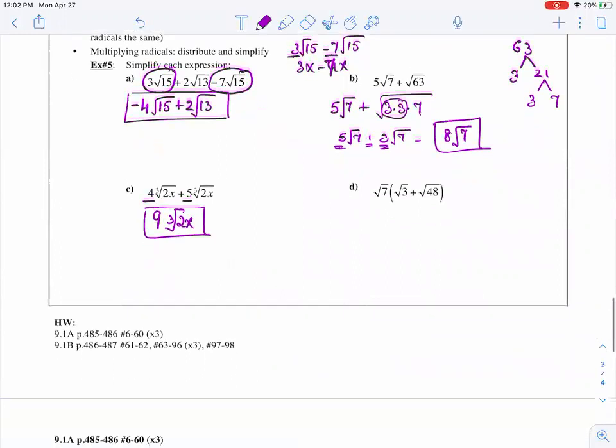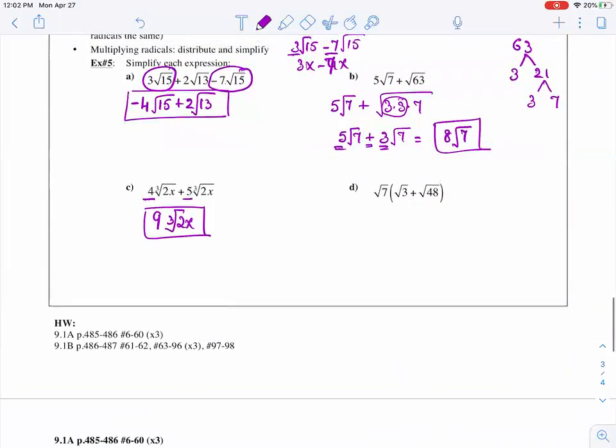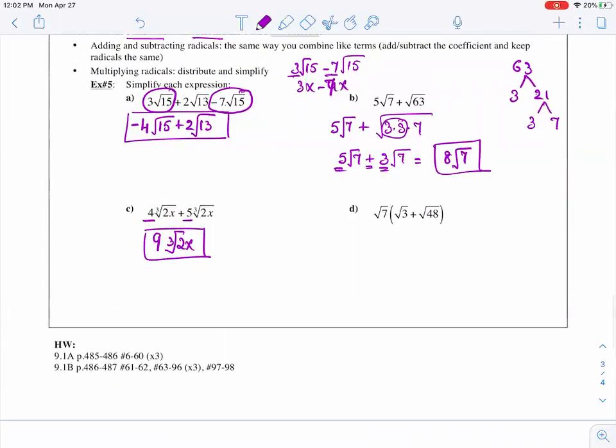Do you guys remember like radicals? Look at all these examples here. Like radicals should have the same radicand and the same index. Same index and same radicand. Radicand is the thing inside the radical.